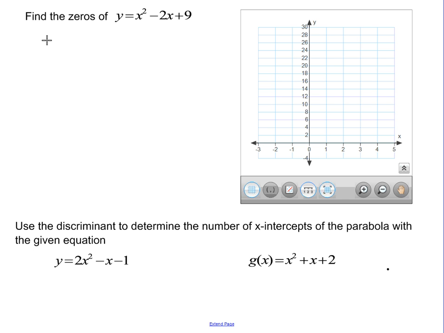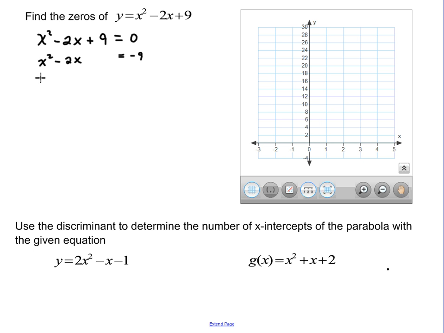All right, well, if we're asked to find the zeros, we could use any method that we like. I'm going to say, let's take our function x squared minus 2x plus 9, and let's set it equal to 0. To me, this looks like the kind of equation which we could solve by completing the square. Let's try that. X squared minus 2x equals negative 9 if I move this over.